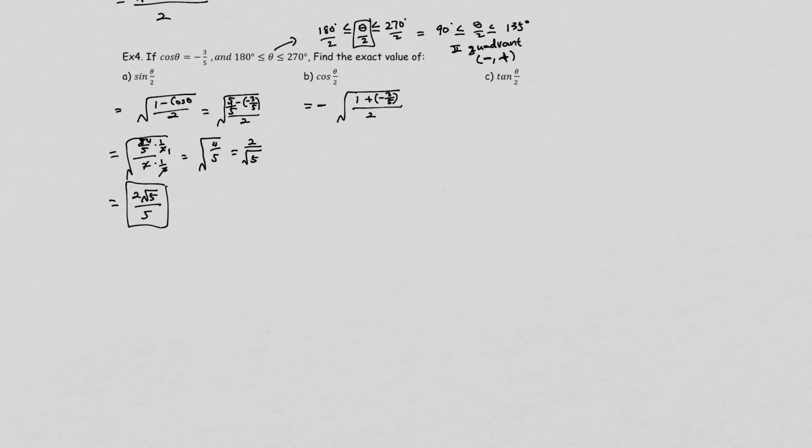And again, 1 being 5 over 5, you do 5 minus 3, you get 2 over 5 over 2 inside of the radical. And you multiply both numerator and denominator by 1/2 to get rid of complex fractions. You get negative square root of 1 over 5. When you rationalize that, you get square root of 5 over 5 with this negative, right?